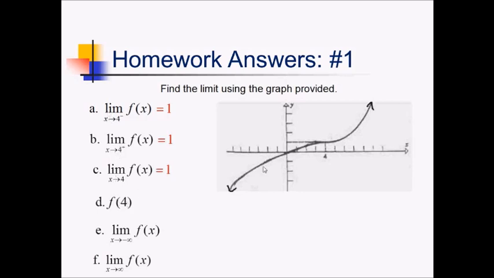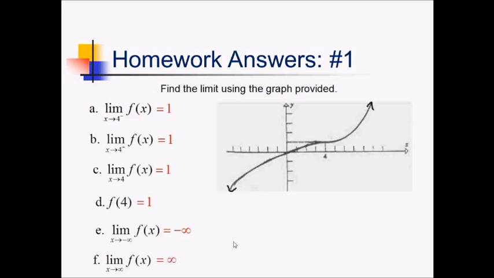F of 4, that's the actual value of the function, while the solid part of the graph is at the y value 1. So that's also going to be the same as the limit. All right, so moving on now, we've got the limit as x approaches negative infinity. So as we move to the far left here, we're going down forever. That's negative infinity for that limit. And then as x approaches positive infinity, well, to the far right, we're going up forever, so that's positive infinity for that one.